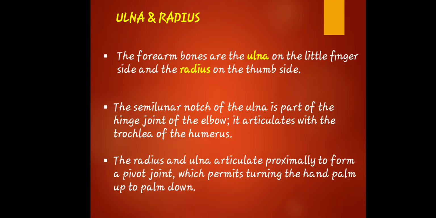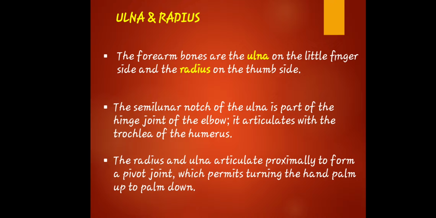The forearm bones are the ulna on the little finger side and the radius on the thumb side. The semilunar notch of the ulna is part of the hinge joint of the elbow. It articulates with the trochlea of the humerus. The radius and ulna articulate proximally to form a pivot joint which permits turning the hand palm up to palm down.